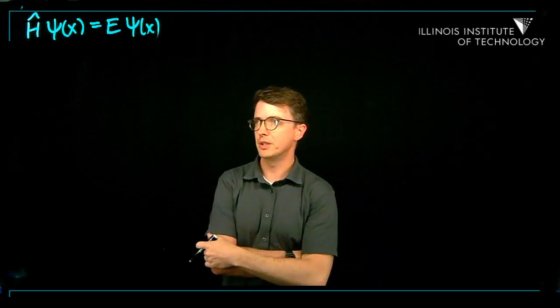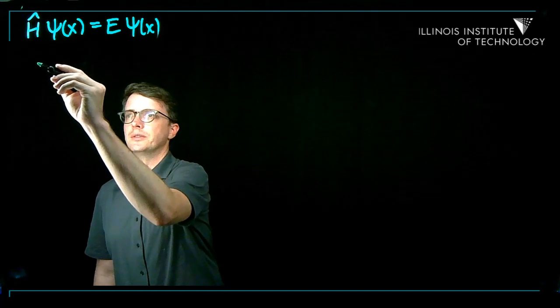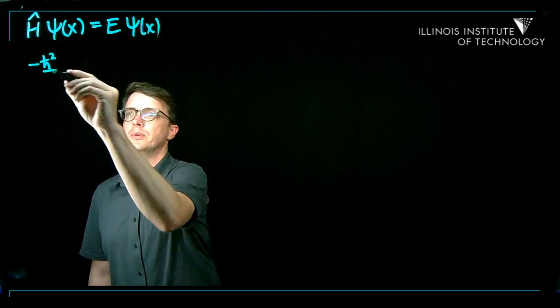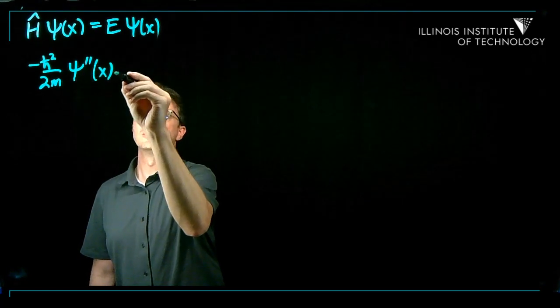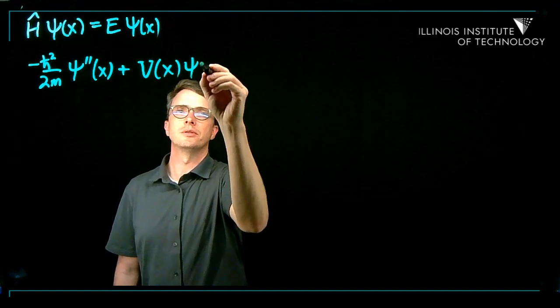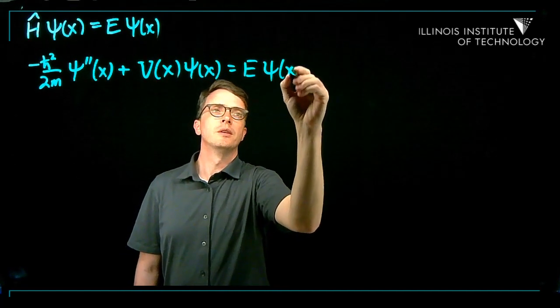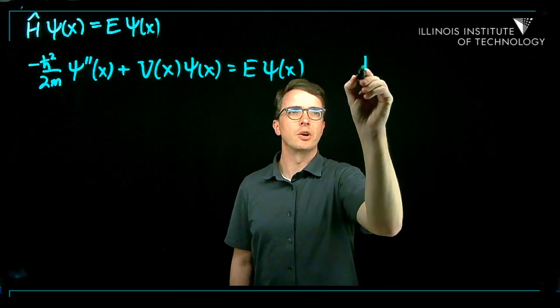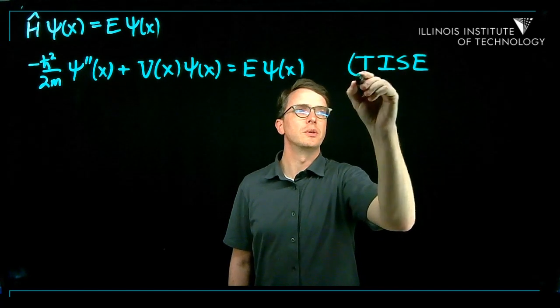H is the Hamiltonian. So if I write this out in full, this is minus h bar squared over 2m psi double prime of x plus V of x, the potential function, psi of x is equal to E times psi of x. That's what we call the time-independent Schrodinger equation, TISE.